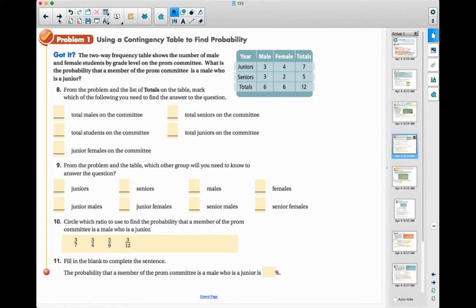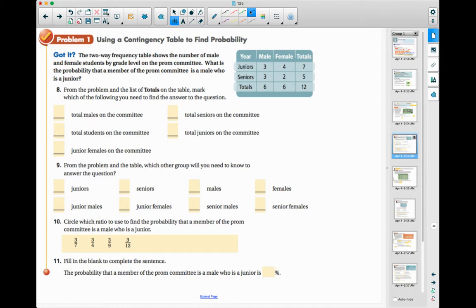Go ahead and pause the video and try problem number 1 here on your own. The two-way frequency table shows the number of male and female students by grade level on the prom committee. What is the probability that the member of the prom committee is a male who is a junior? From the problem and the list of totals on the table, mark which of the following you need to find the answer to the question.